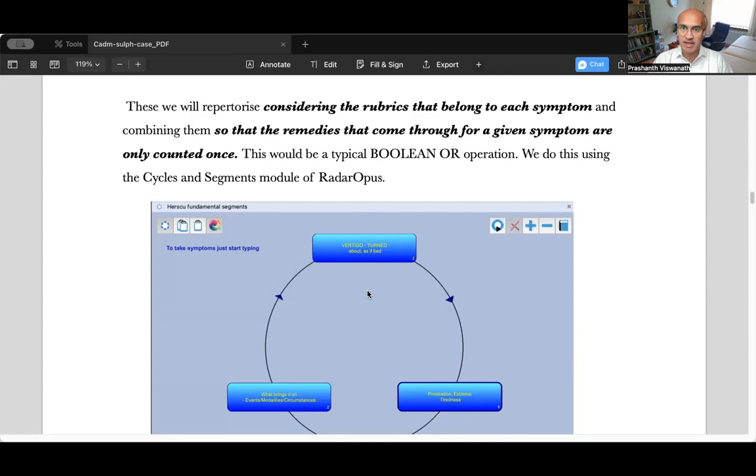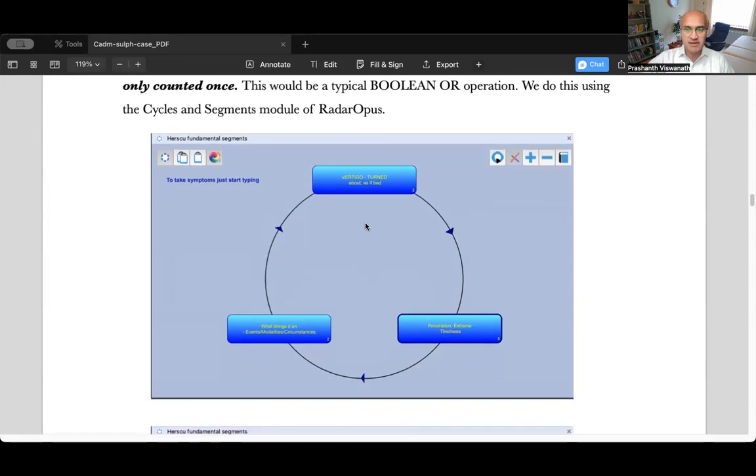And that is important because we don't want to overemphasize a certain remedy while evaluating which remedy would be suitable for the whole case. So for one segment, we put all the group of related ideas together in such a manner that a remedy that comes up within it is counted only once. So that is the main idea. So now you see I have three segments.